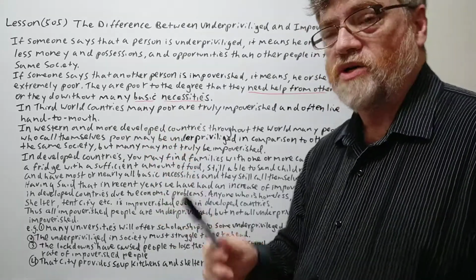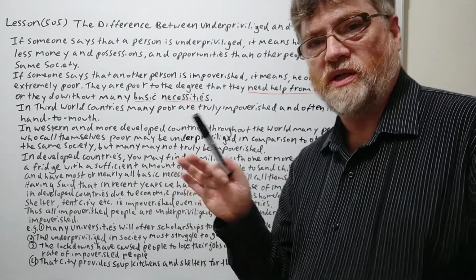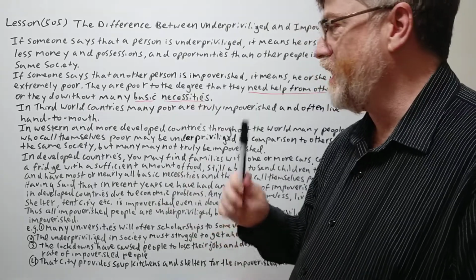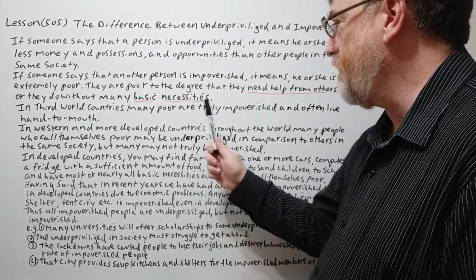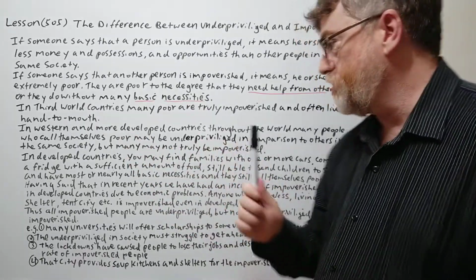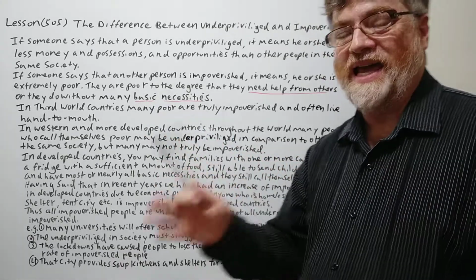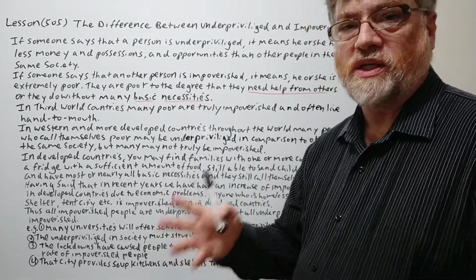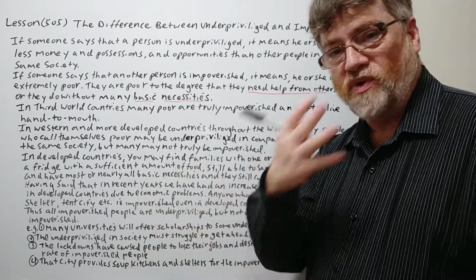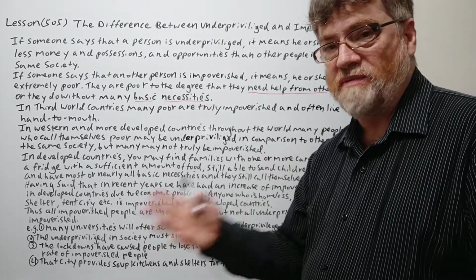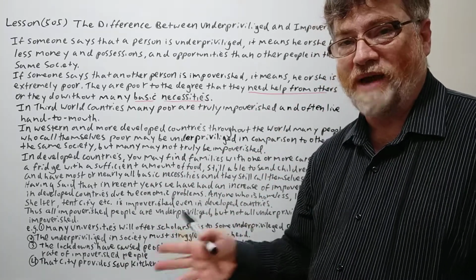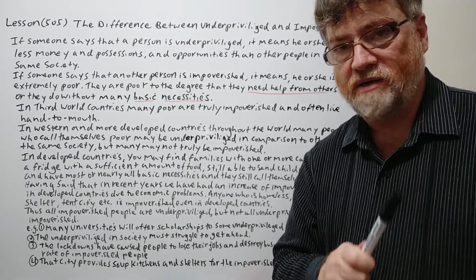In third world countries, many poor are truly impoverished and often live hand to mouth. So they just are lucky whenever they are able to get food and eat and survive. Maybe they might even skip meals or go days without food. It could be that serious.